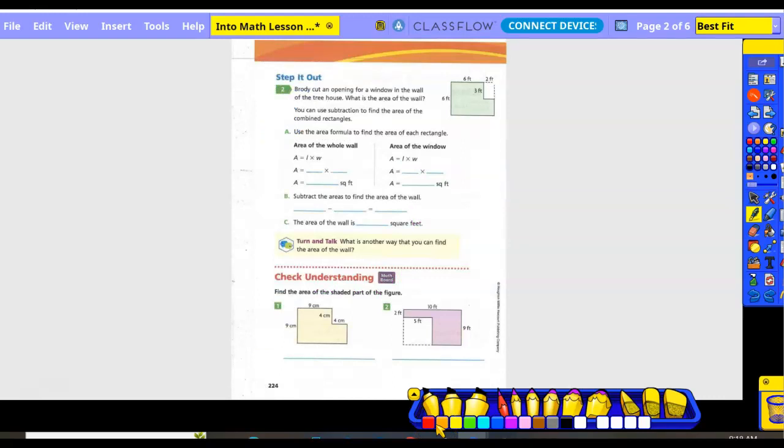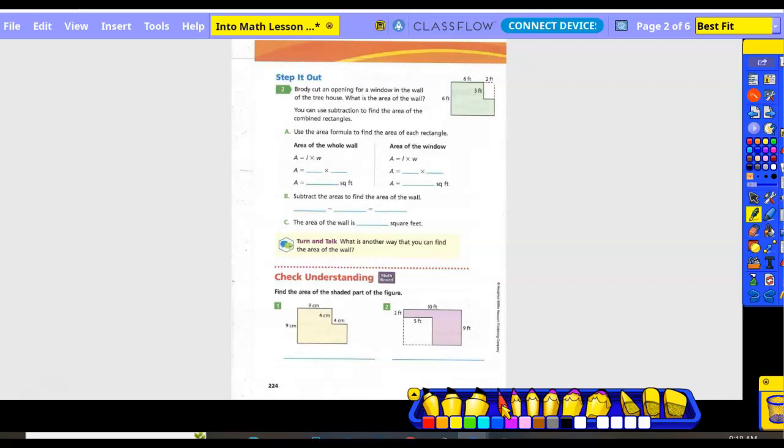Stepping out, number 2. Brody cut an opening for a window in the wall of the tree house. What is the area of the wall? You can use subtraction to find the area of combined rectangles. In this case, they didn't give us the dimensions for splitting this rectangle and cutting it right here. So sometimes an easier way is to find the whole thing and then subtract out the piece that's missing. Does that make sense?